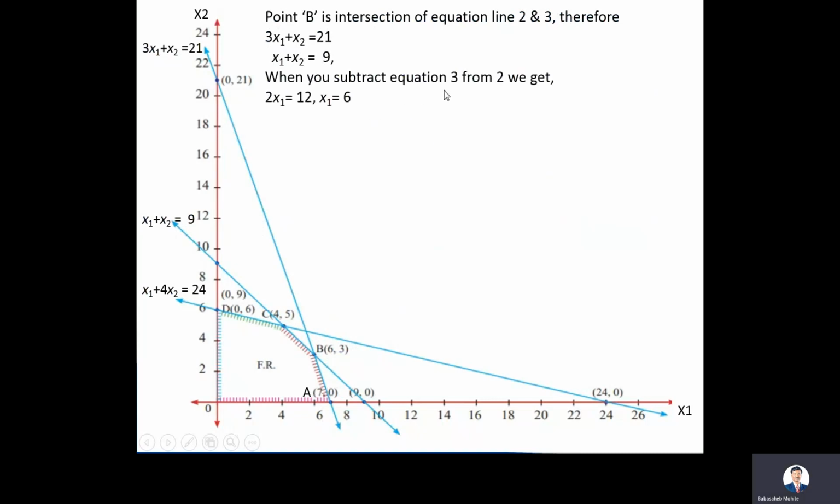So when you subtract equation 3 from equation 2, we get 3x1 minus x1, which is 2x1. x2 minus x2 is 0, so that is cancelled. 21 minus 9 is 12. So 2x1 is equal to 12, and x1 is equal to 12 divided by 2, that is equal to 6. So we got the x1 point as 6.